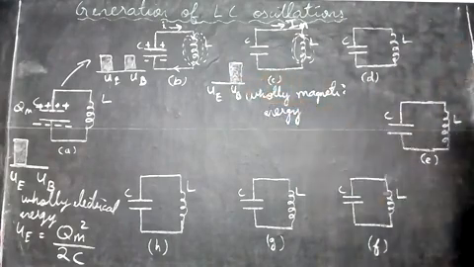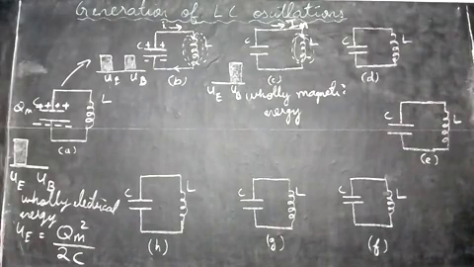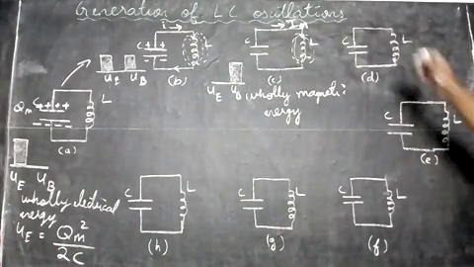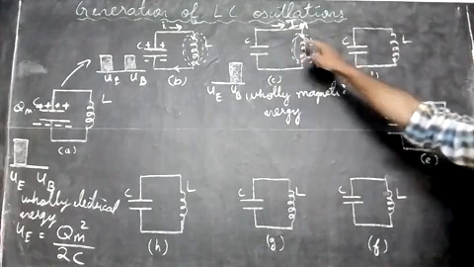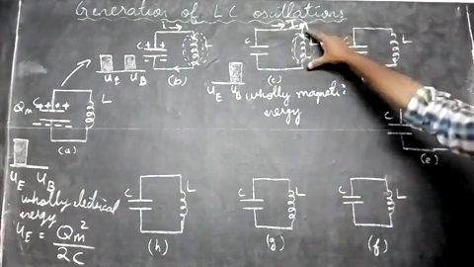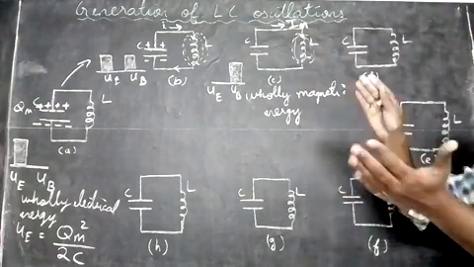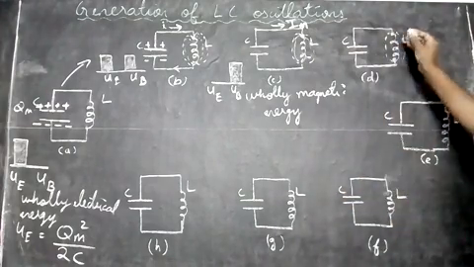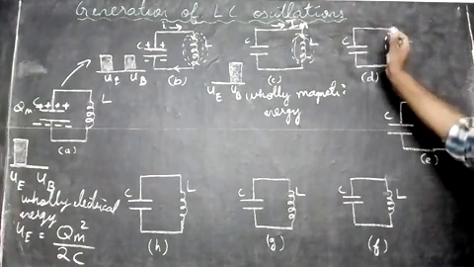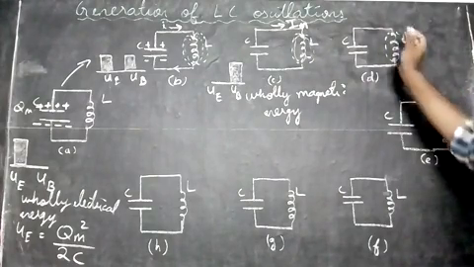Next we see what happens here. The inductor will have the magnetic field, and this has no charge. Now what happens? The magnetic field will collapse. It will decrease, and as it decreases, the magnetic field will produce a current in the opposite direction.